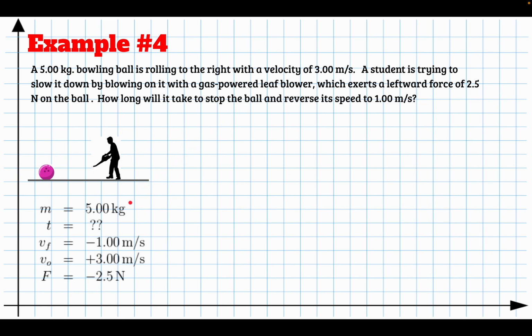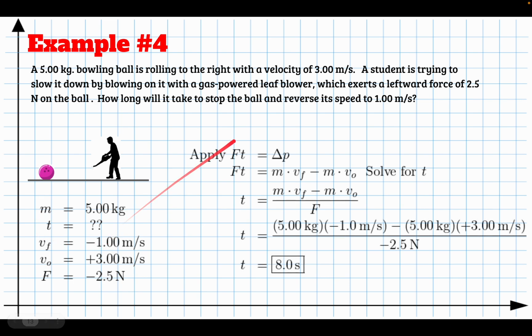So here's my variable list. The mass is 5 kilograms. The final velocity is -1. Remember, the direction matters. So if the ball is rolling to the right at 3 meters per second and he needs it to roll to the left at 1 meter per second, this is negative and this is positive. And since the force is leftward, we make that negative. So that's my variable list, and I'm trying to find the time here.